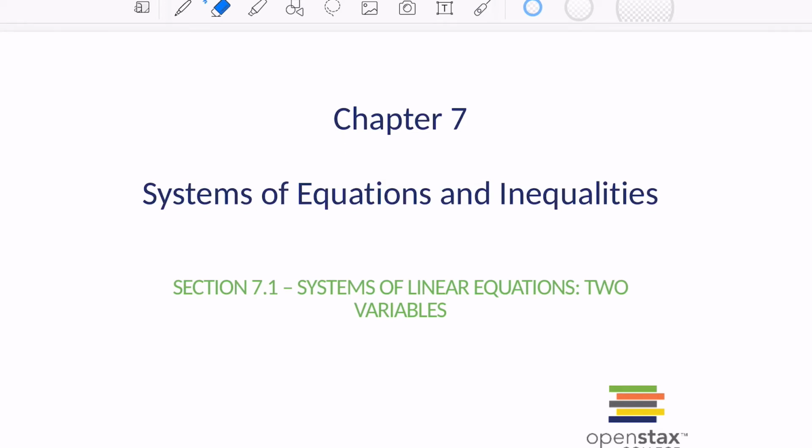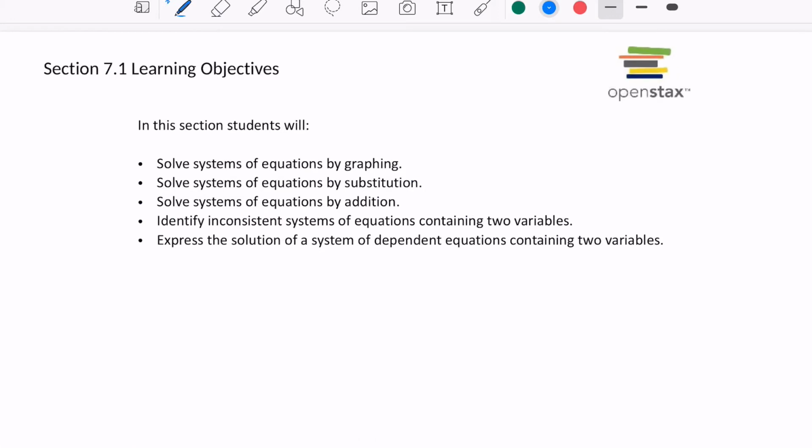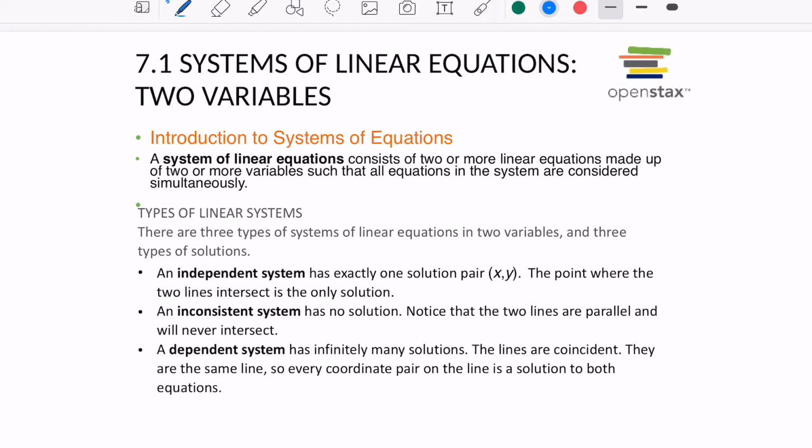Welcome to Chapter 7. In this lecture, we'll talk about systems of equations and inequalities. So let's start with the first one, systems of linear equations which contain two variables. In this section, you should be able to solve equations by graphing, by substitution, and by addition. Finally, identify the inconsistent systems of equations that contain two variables and express the solution of a system of dependent equations containing two variables. So let's start with system of linear equations.